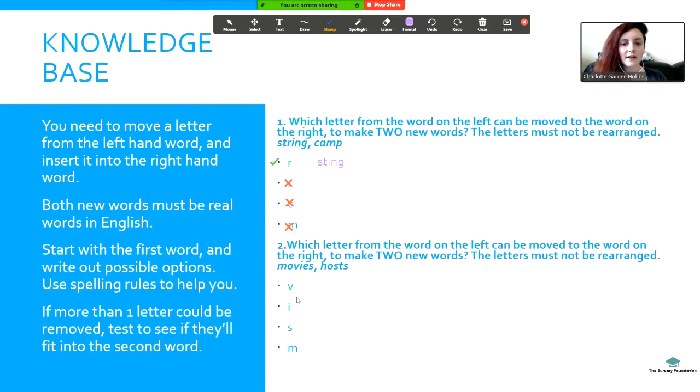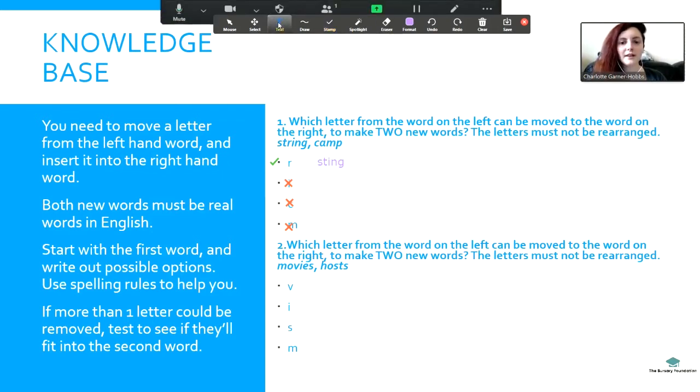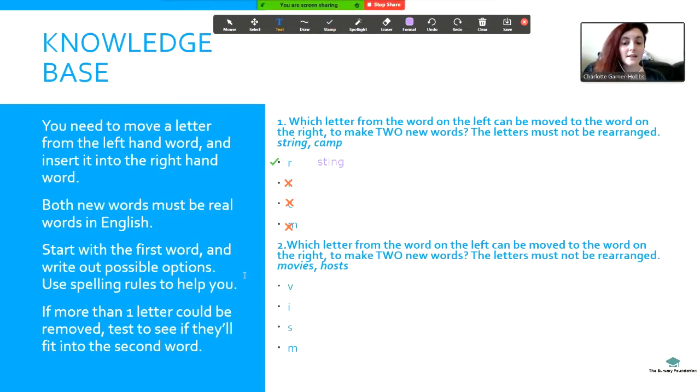So on to the next one. I'm going to do exactly the same thing. So I'm looking for letters in the word movies, V, I, S and M are all in movies, so that's fine. So let's test all of this out. So if I take away the V, I get MOIES, that's not a word. If I take away the I, I get the word moves. Okay, that's a real one, so that's a possibility.